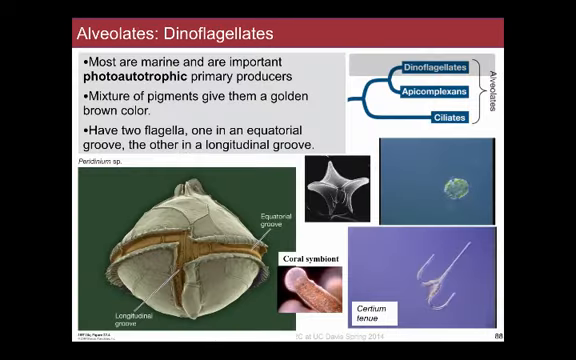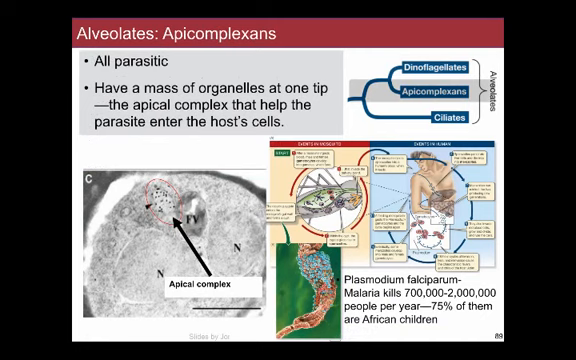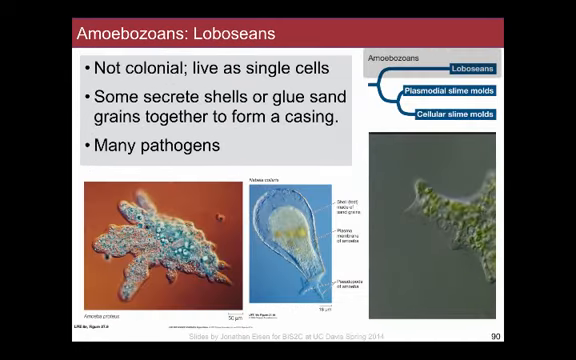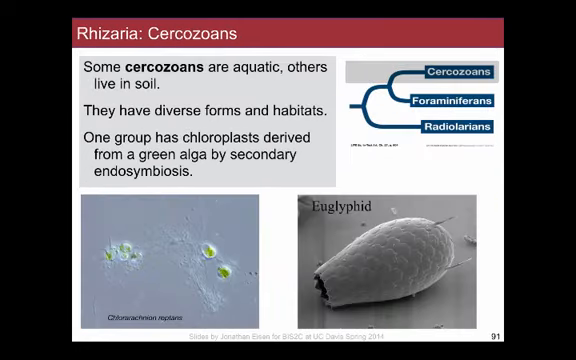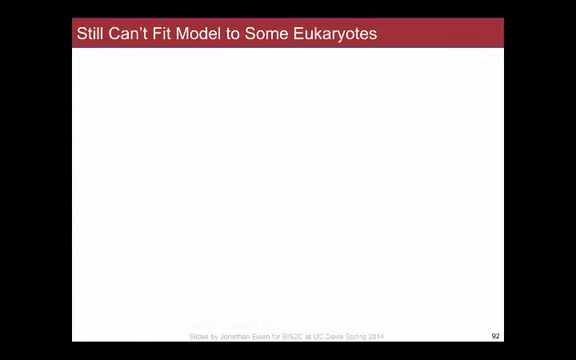So again, dinoflagellates have these things. Won't let me advance my slide. Apicomplexans have chloroplasts, amoebozoans, some of them have chloroplasts. Some cercozoans have chloroplasts. Those are all apparently the result of these secondary symbioses.